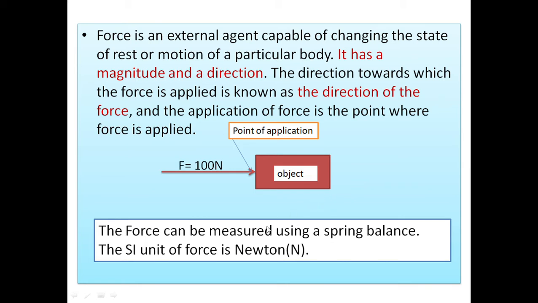Now look at this diagram. An object is shown here. 100 Newton is applied on this object. The force is 100 Newton applied on this object, and the direction is shown by this arrow, and the point to which the force is applied is called the point of application.